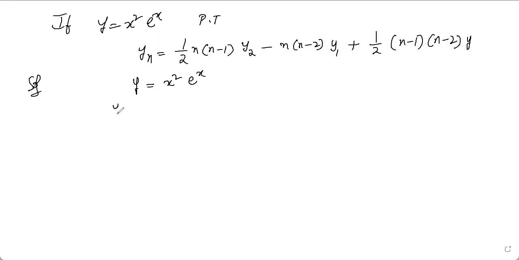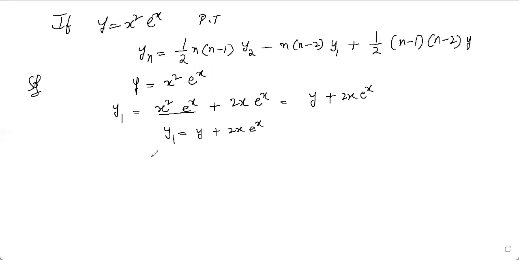Now y1, which would be x square, differentiation of e to the power of x is e to the power of x, using the product rule. This would be 2x, differentiation of x square will be 2x, and this is e to the power of x. Let us put this together. We know this as y plus 2x e to the power of x. So your y1 will be y plus 2x e to the power of x.